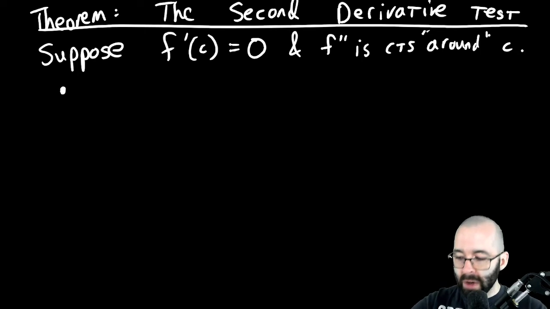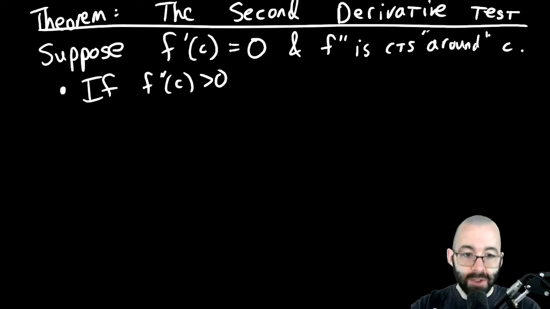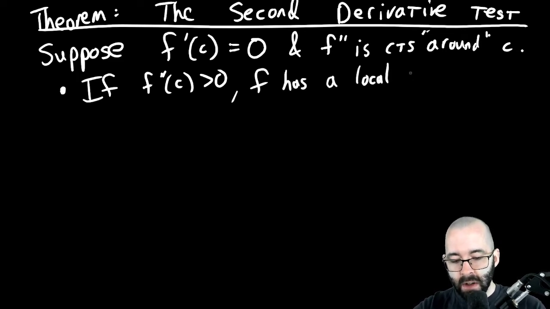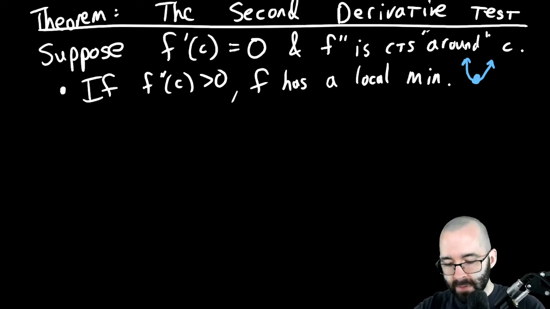Then one of three things is going to happen. If the second derivative is positive, so concave up, then f has a local minimum. And again, what does that look like? That looks like this situation. Concave up, horizontal tangent line, that's going to be a local min.